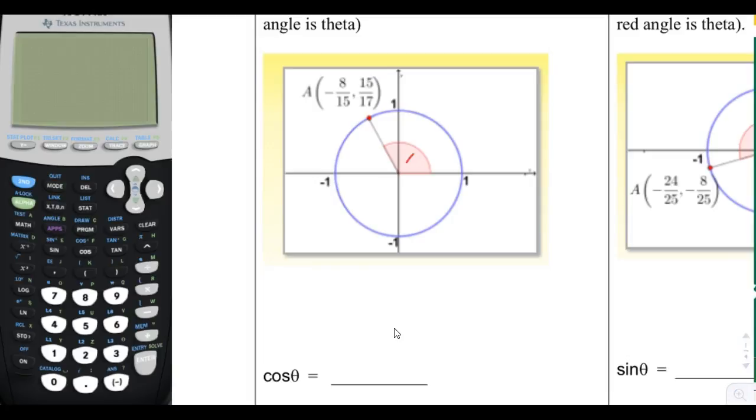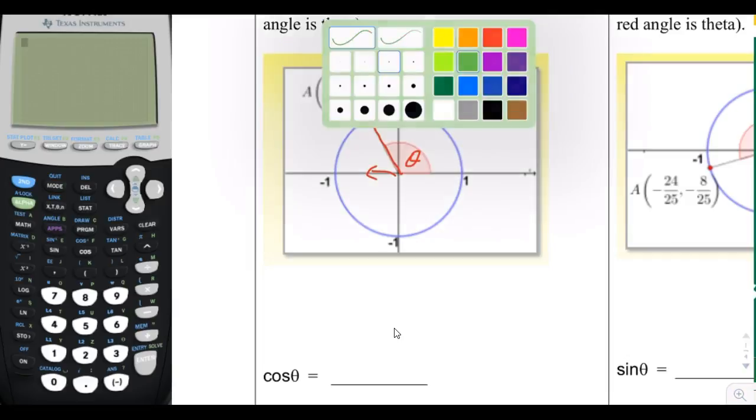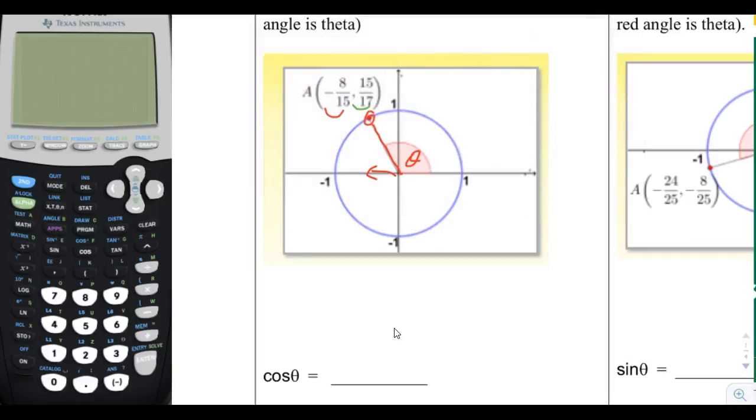Theta in this case is this red angle here. Okay, and they give us the coordinates of this point, which is the extension of this line coming out at angle theta. There is the x-coordinate, which is negative 8/15, which is this coordinate here. And then there is the y-coordinate, which is this coordinate here, going up like that.